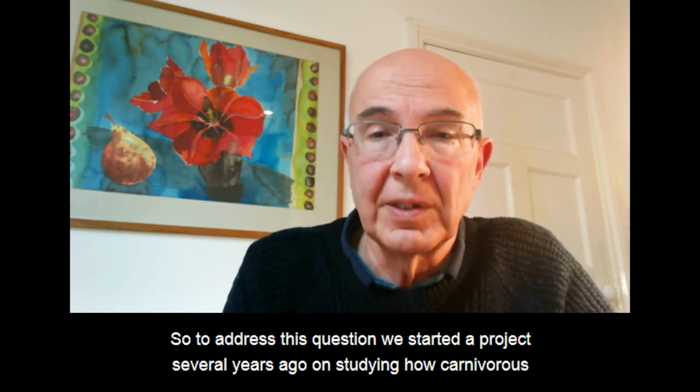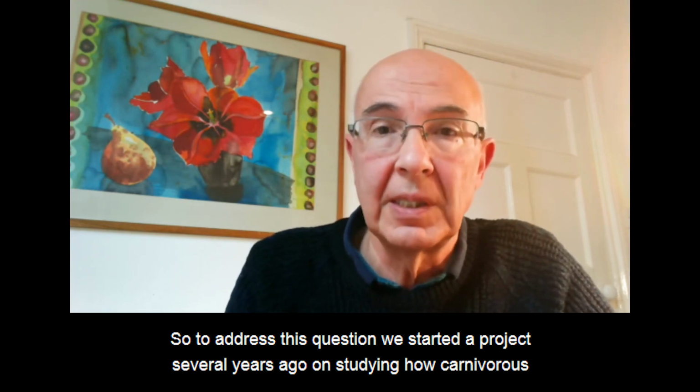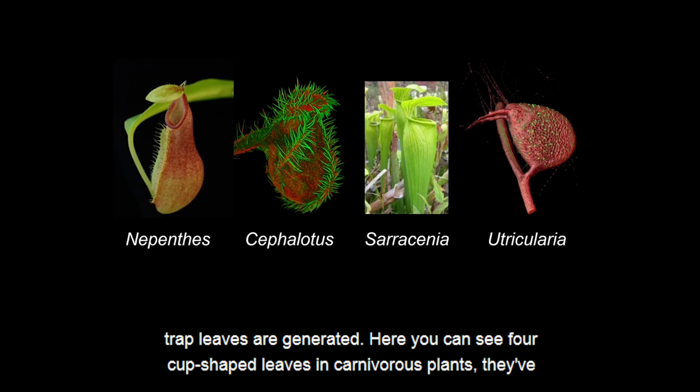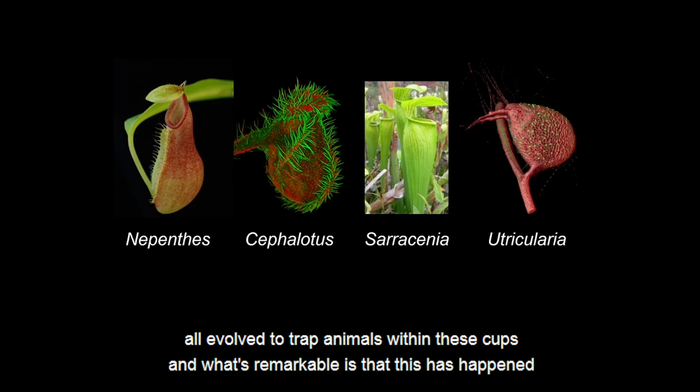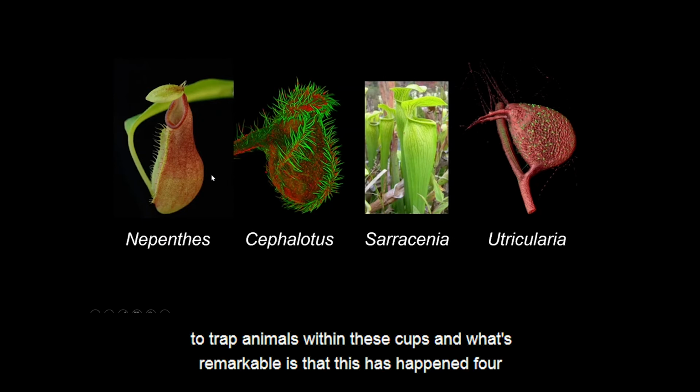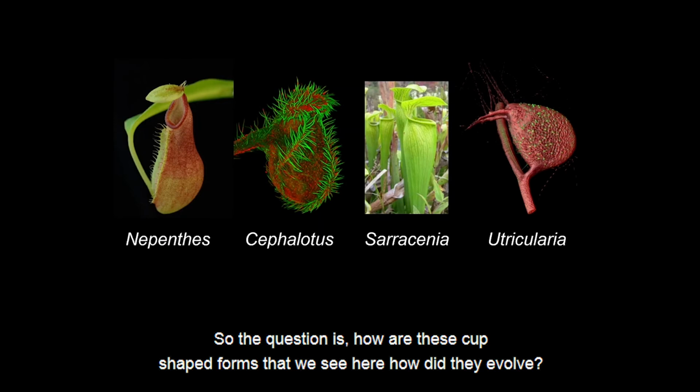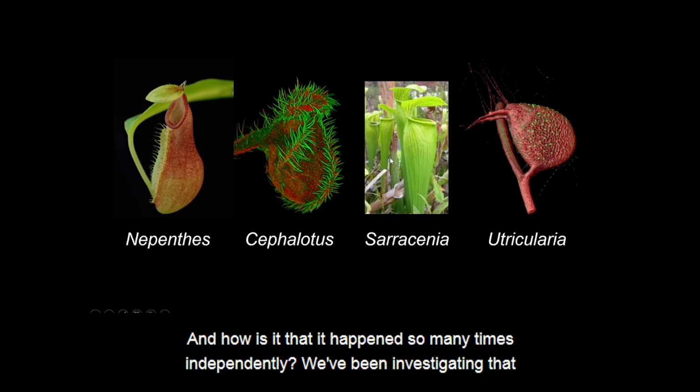So to address this question, we started a project several years ago on studying how carnivorous trap leaves are generated. Here you can see 4 cup-shaped leaves in carnivorous plants. They've all evolved to trap animals within these cups. Right? And what's remarkable is that this has happened 4 times independently. These have arisen 4 times quite separately from flat-leaved ancestors. All right, so the question is, how are these cup-shaped forms that we see here, how did they evolve? And how is it that it happened so many times independently?